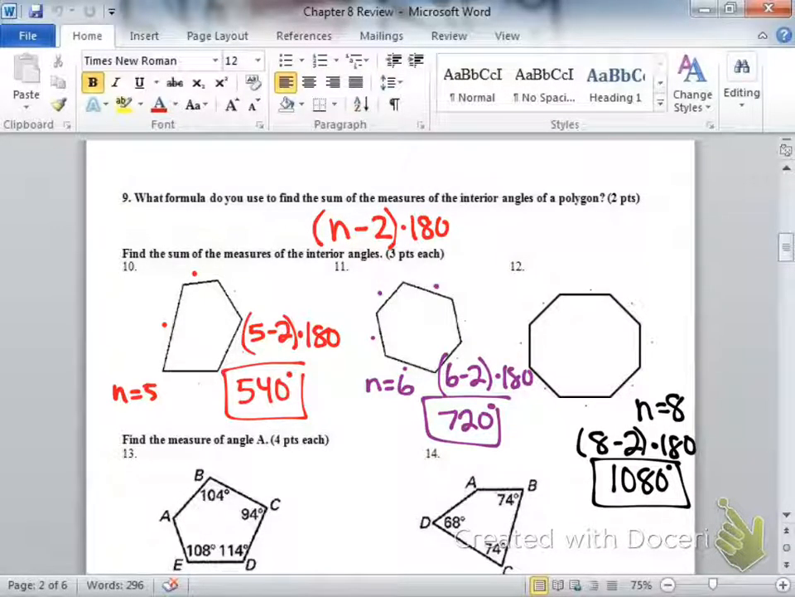So again, n minus 2 times 180. If you don't know that formula, you are not going to come up with these answers. It is a hopeless section unless you know this. So make sure you're either memorizing all these formulas tonight or writing them down in the note card. And here's the key: bringing the note card tomorrow. Questions?